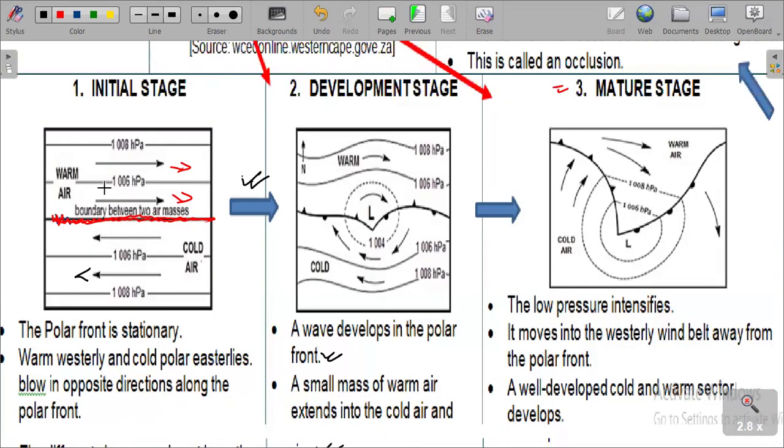Stage three is the mature stage that you can see here. As you can see, we now have our low pressure that you can see there.